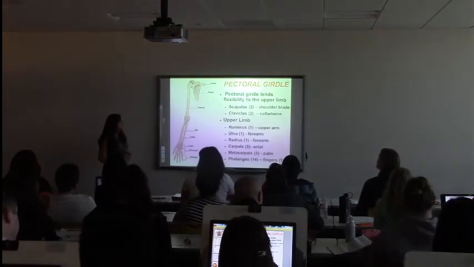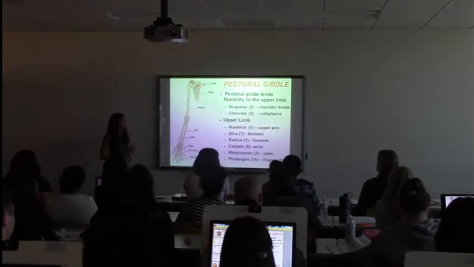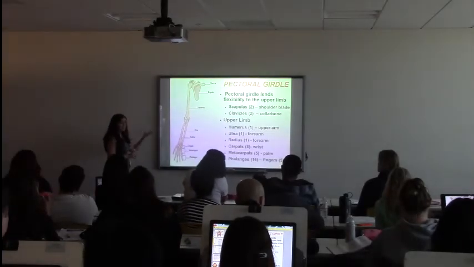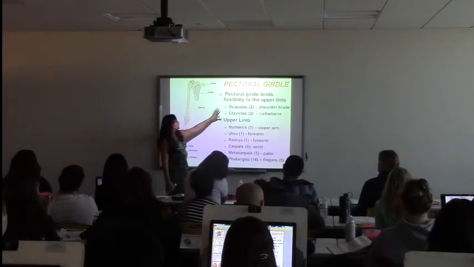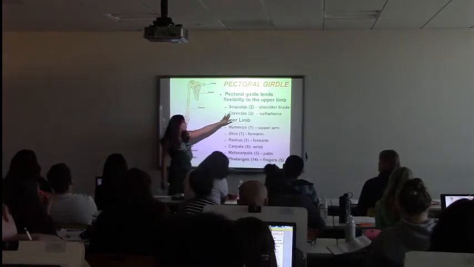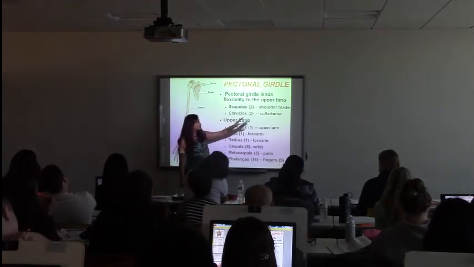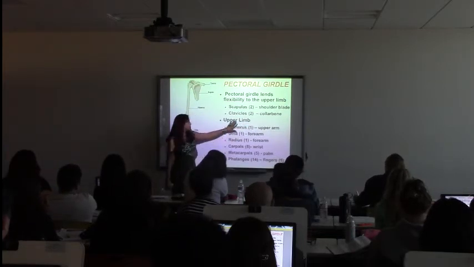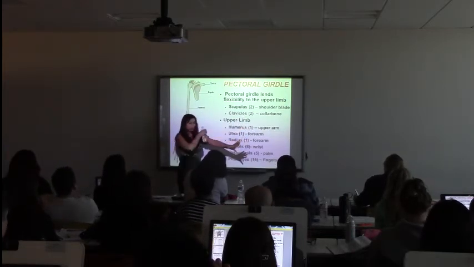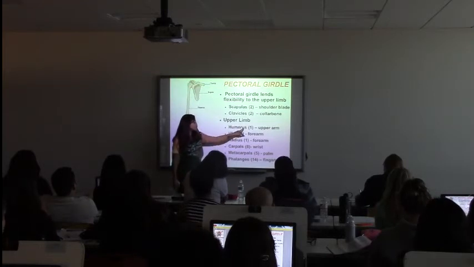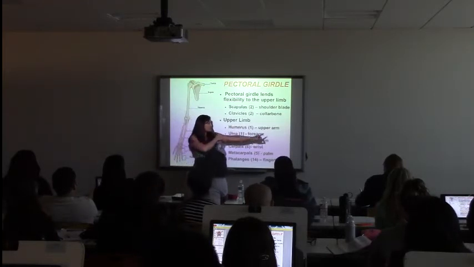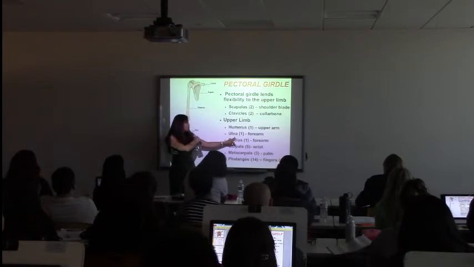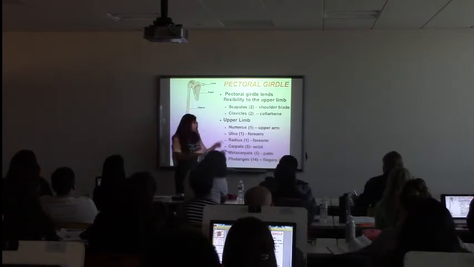Okay, pectoral girdle, basically it's the upper limb. So pectoral girdle lends flexibility to the upper limb. So we have 2 scapulas, which make up your shoulder blades, 2 clavicles, which make up your collarbone, then your upper limb, and I'm only talking about one arm. Okay? So humerus, there's only one humerus, and therefore it makes up your upper arm. One ulna, one radius, which make up your forearm.